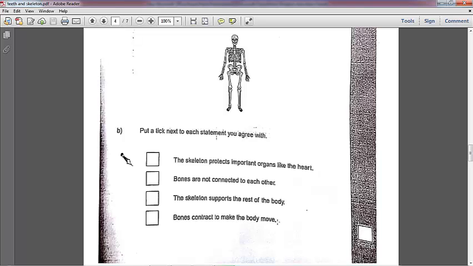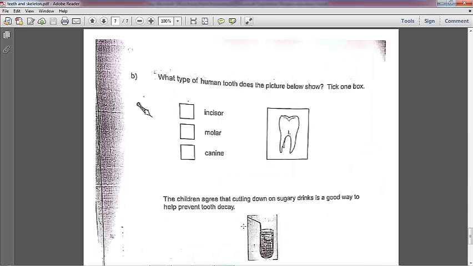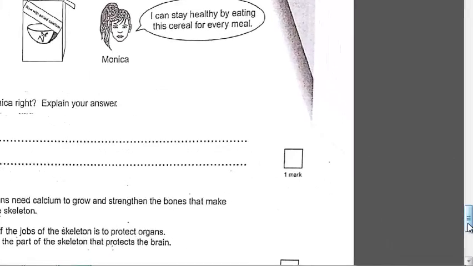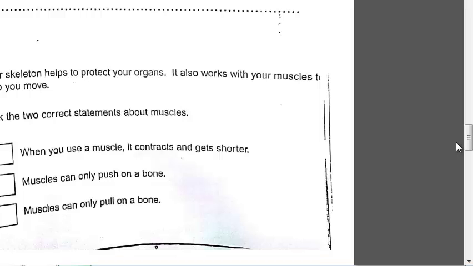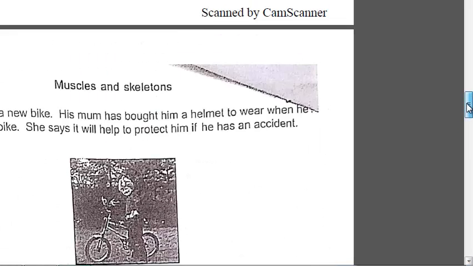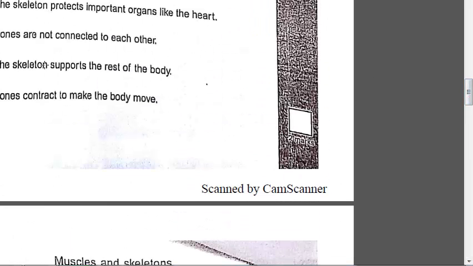Bones contract to make the body move. No, not bones. This is wrong. Muscles contract to make the body move. I'm sorry, we lost the page. So we have 2 true statements. The skeleton supports the rest of our body. The skeleton protects important organs like the heart.